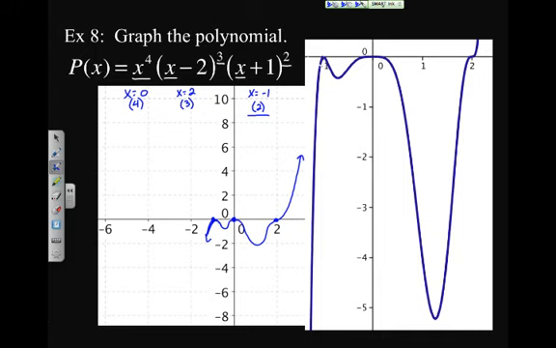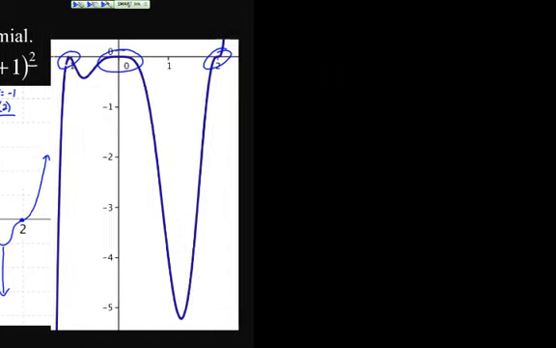Mostly negative. This obviously goes down a lot further than I had it going down. But you can see the idea. Right here we have kind of the parabola shape. This one is a 4th degree, so it's a little flatter, but still that parabola type shape. And then we've got the cubic shape at the end.